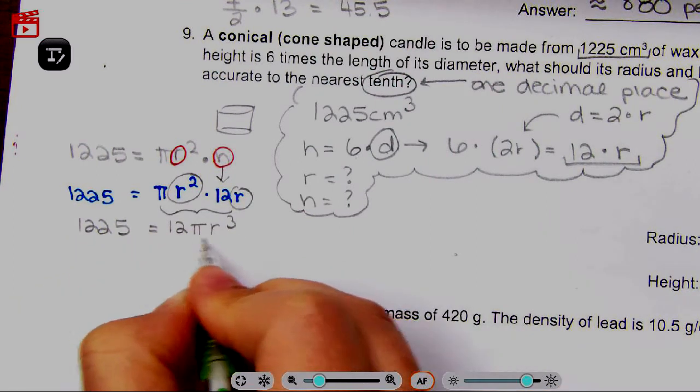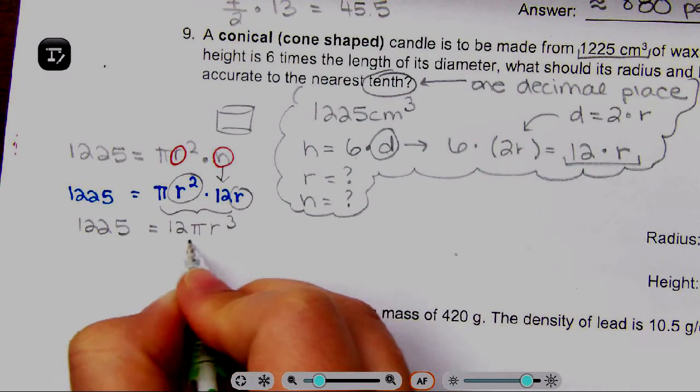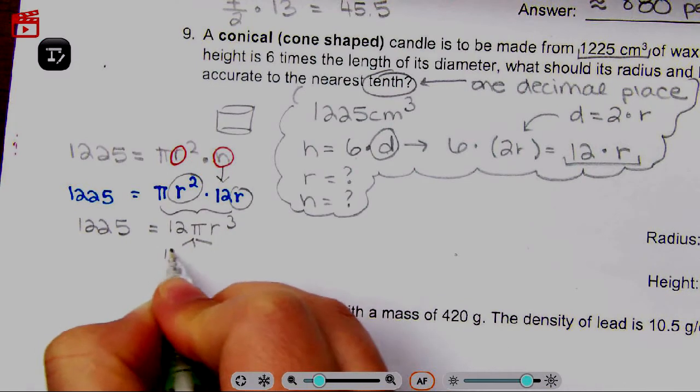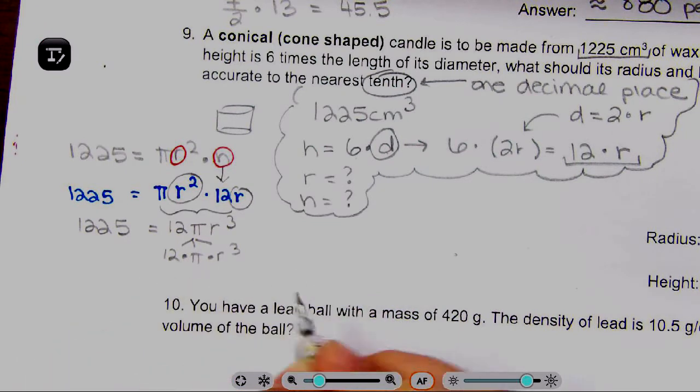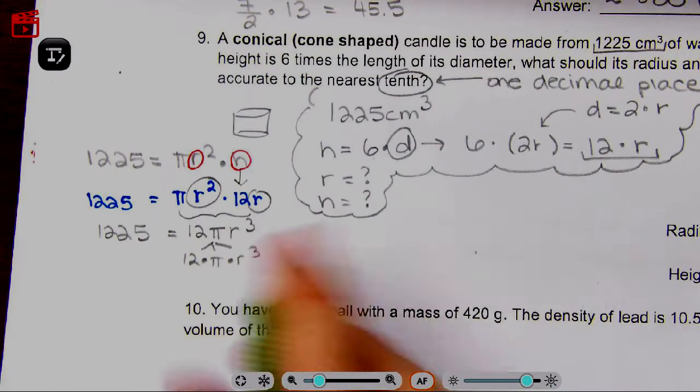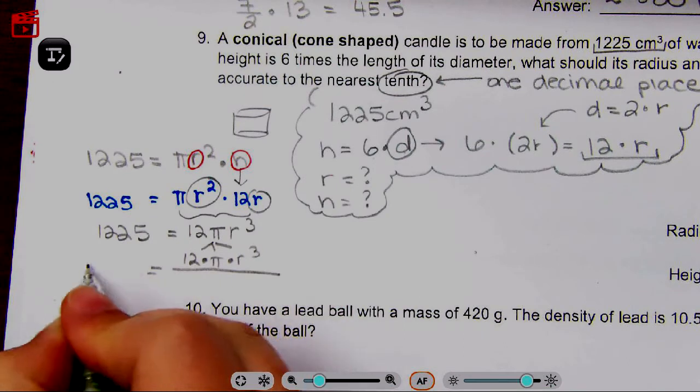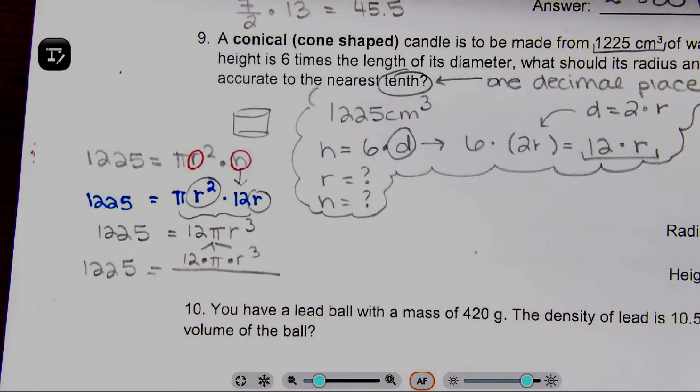So you're going to then divide. Now, how are all of these attached? You have 12, you have pi, you have r cubed. All of these are attached by multiplication. How do you undo multiplication? You're going to divide. You're going to divide by what? Well, you're going to divide by whatever you don't need.